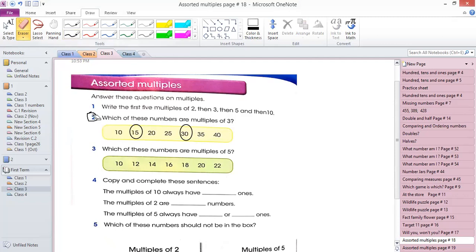Then question number 3, guys. Question number 3 is which of these numbers are multiples of 5? This is quite easy because you know multiples of 5 have the last digit 0 or 5. So just check the last digit, 0 or 5. This has last digit 0, multiple of 5. This is not 0. It is not. Last digit 4, no. Last digit 6, no. Last digit 8, no. Last digit 0, yes. Last digit 2, no.